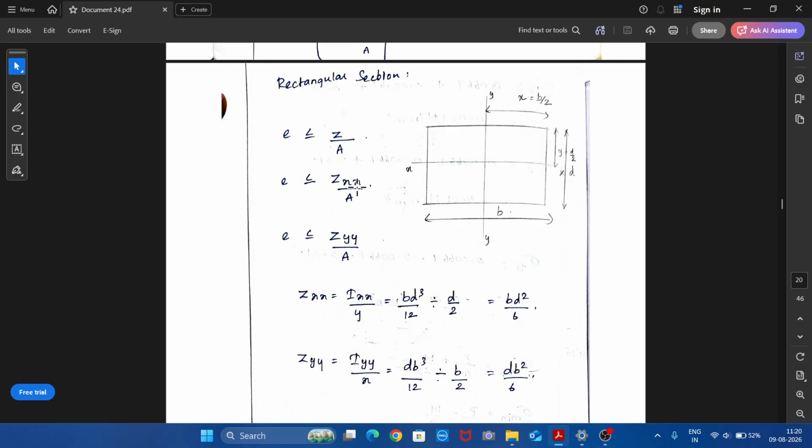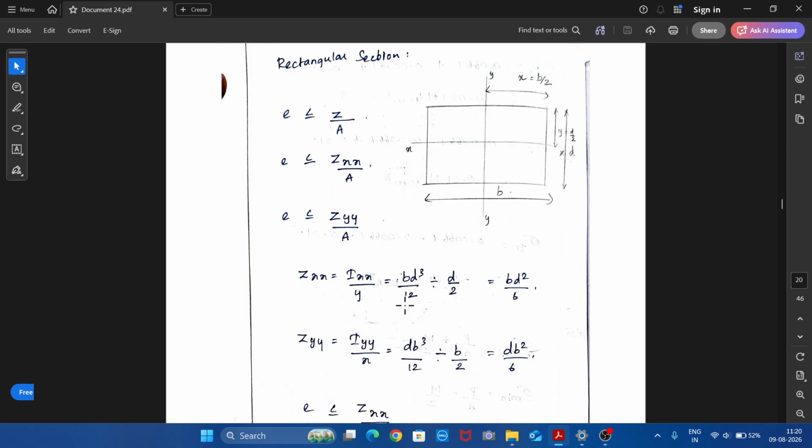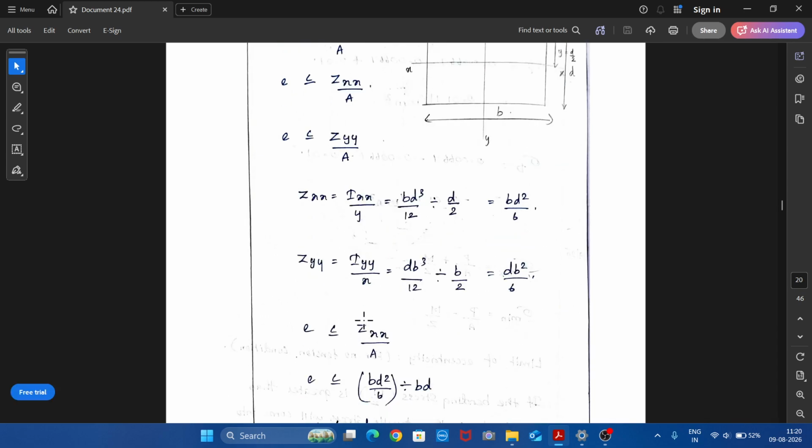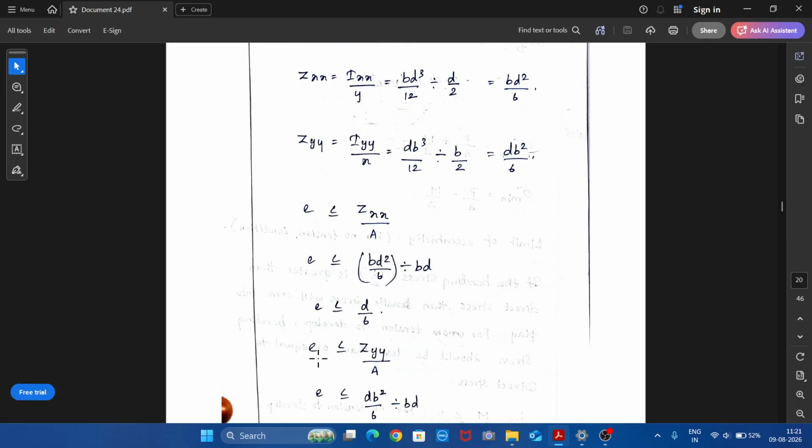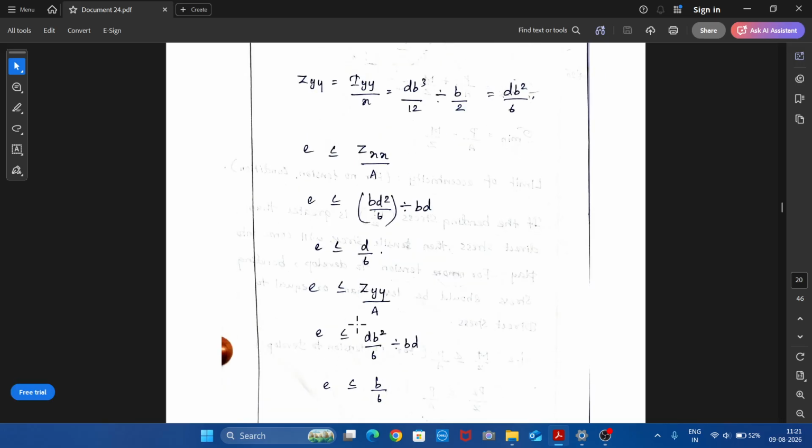We know that area is equal to b into d. So if you use this, the eccentricity should be less than or equal to Zxx divided by A. That is, less than or equal to bd squared by 6 divided by bd. Therefore, the eccentricity should be less than or equal to d by 6. Similarly, e should be less than or equal to Zyy by A. So e should be less than or equal to db squared by 6, which we have already here, divided by bd.